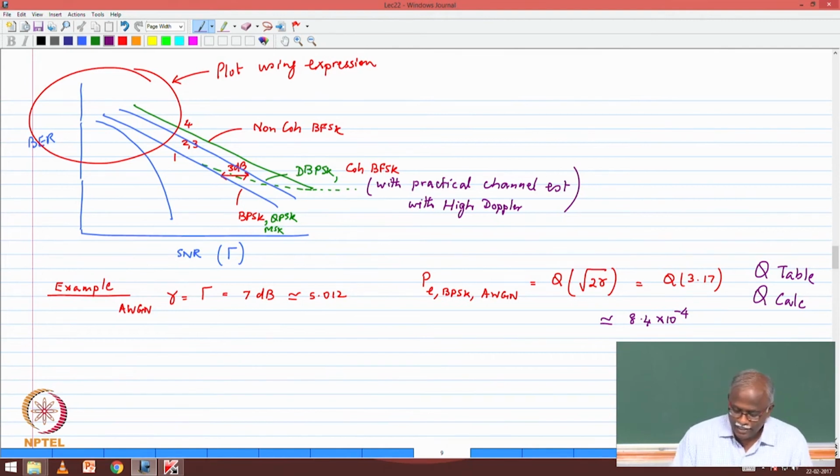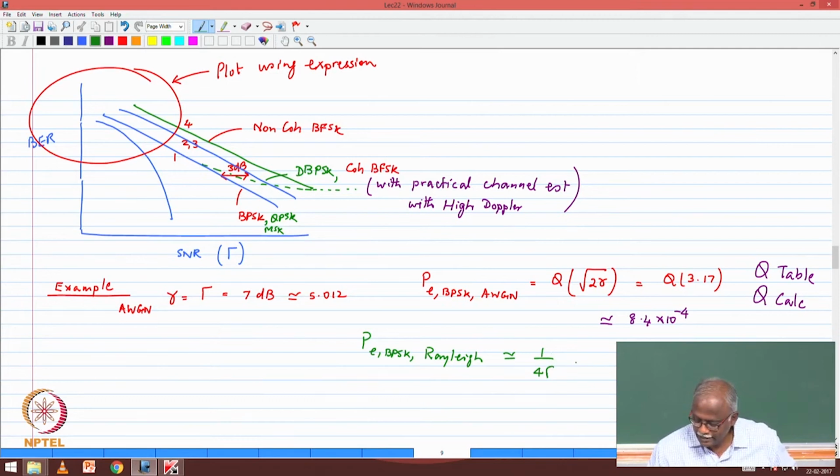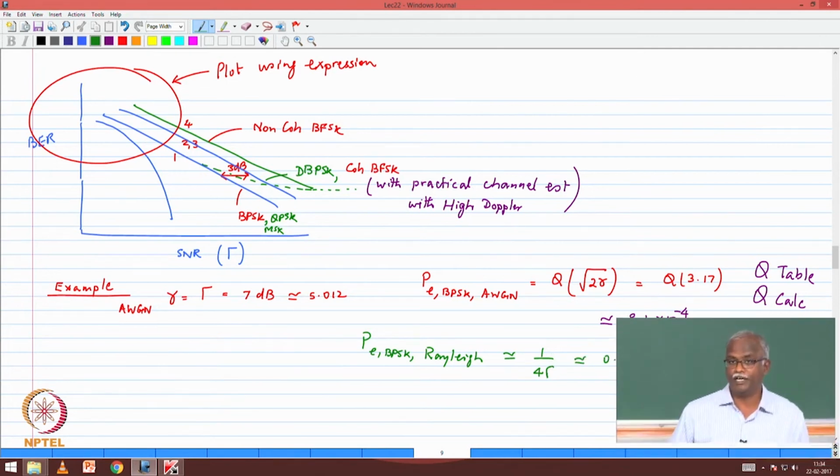Now, same SNR, if I were to be asked to operate in a Rayleigh fading channel, probability of error of BPSK in Rayleigh fading. Again, useful for us to get a feel for it. You can substitute in the expression that we have, but I'm going to use the approximation of 1 over 4 gamma, okay, and you can verify. This is approximately 0.5, 5 bits out of 100.